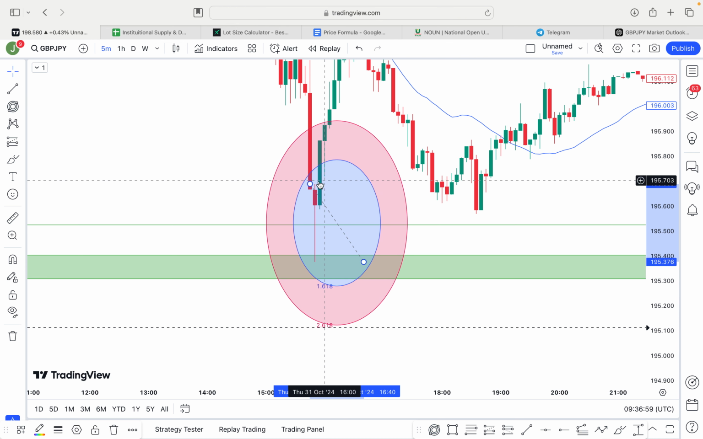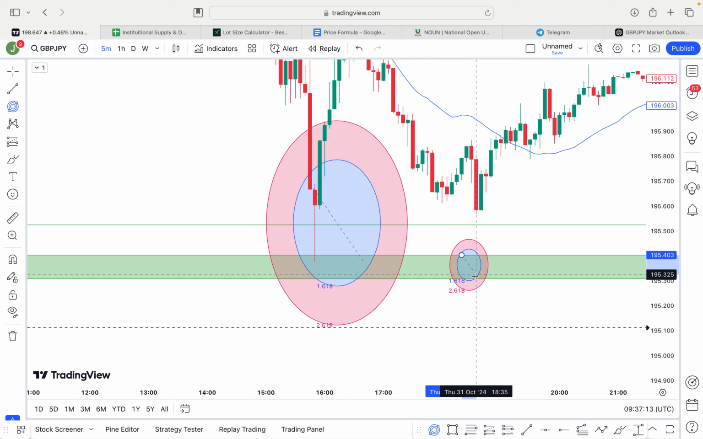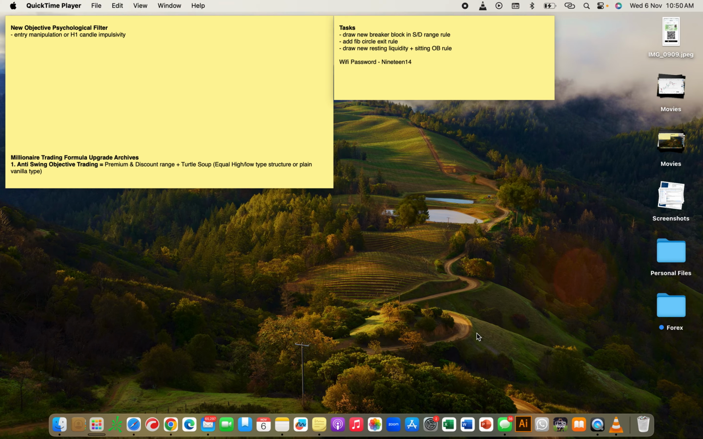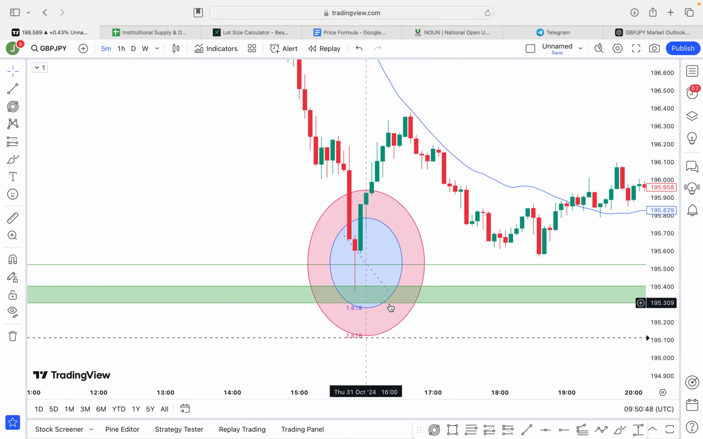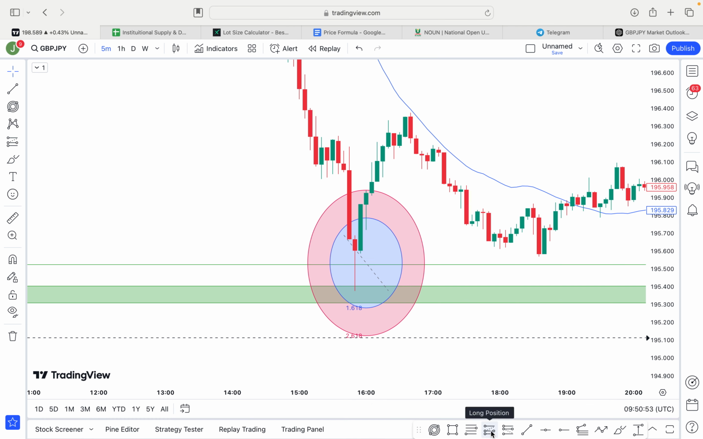Now you set your stop loss at the 2.618 Fibonacci level. That's where you set your stop loss. So whatever rejection candle you're using, or if you're taking off a zone like this, you just take the vertical range, okay, and you set your stop loss at the 2.618 level. So go test it out for yourself and see if it works for you. But this is how I use it.